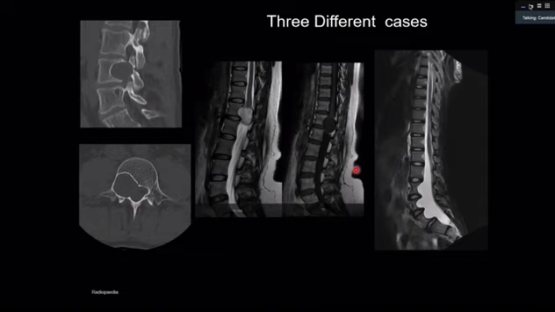Here, these are CT and MRI images of the spine. Excuse me, these are three different cases. So you can describe three different cases. Just confine yourself to this one, then this one, then this one. All right, can I start with the far right one because it's the obvious one? Okay.